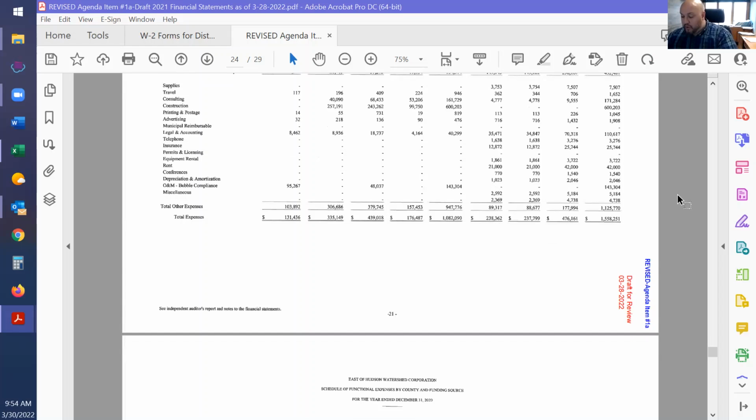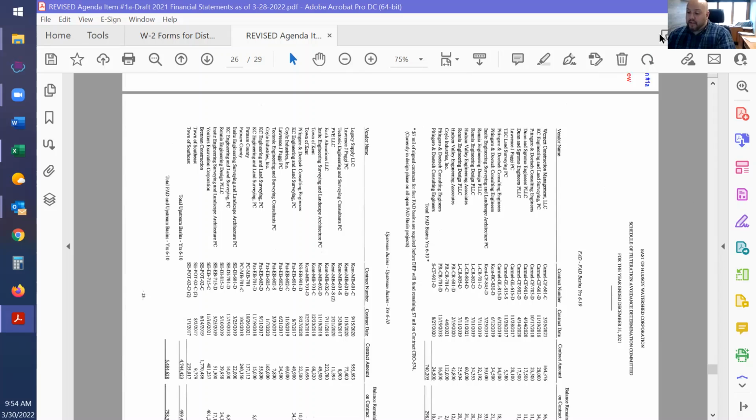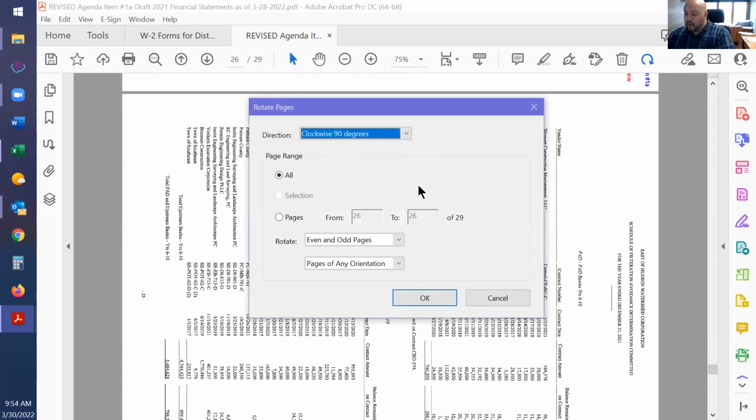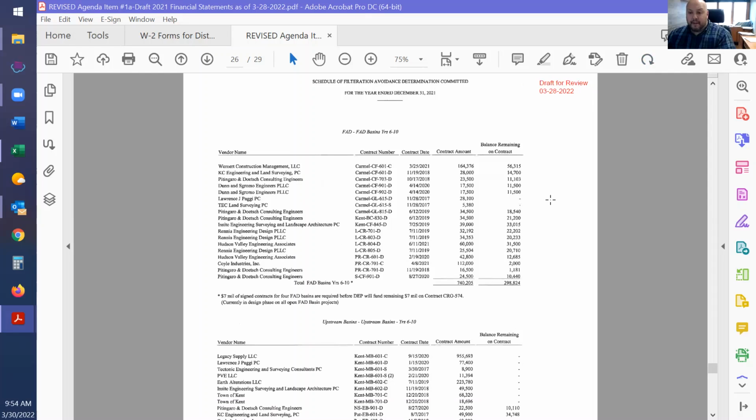The next page, 22, is the same report, basically just for 2020. Again, because this is a comparative financial statement, we are required to show that as well. The next page, 23, is the schedule of contracts committed. This is basically a summary of the ongoing contracts that are currently outstanding and the amounts that are remaining on those contracts.